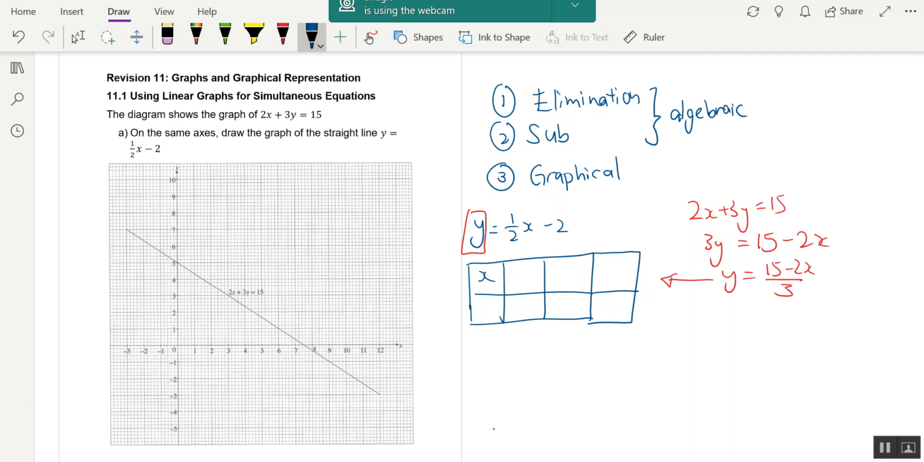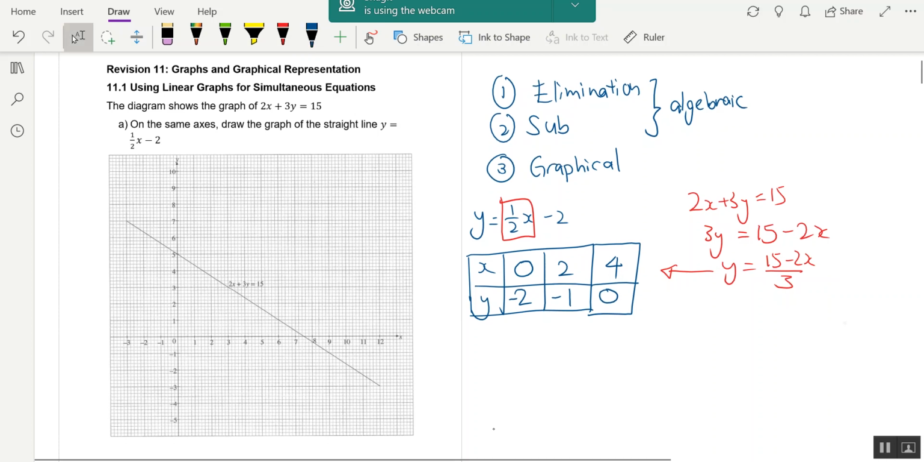Now, what are 3 suitable values I should choose? Look at my x. My x comes with a half in front. So it is better to put in even numbers, so that when we multiply by half, it becomes a nice value. Like 0, definitely we should use 0, then 2 and 4. Using the calculator, when x is 0, I get y = -2. When I put 2 into x, I get -1. Next, I put 4, I get 0.